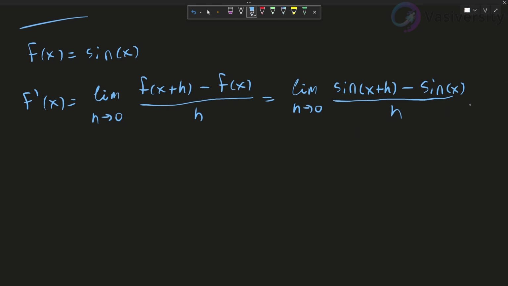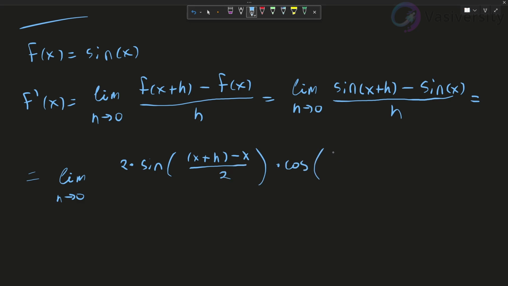So since we have sine of x plus h minus sine of x, by the trigonometric formula, we're going to have the limit as h approaches 0 of 2 times sine of (x plus h minus x) over 2, times cosine of (x plus h plus x) over 2, all over h. All right, so we have that too.